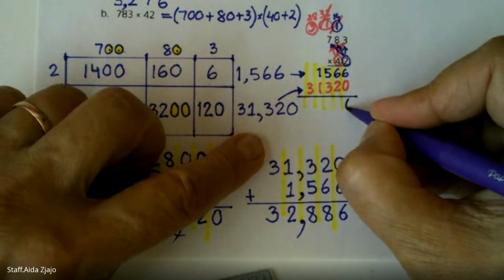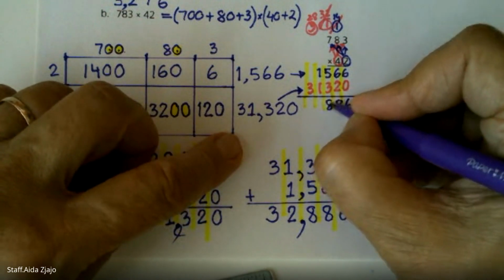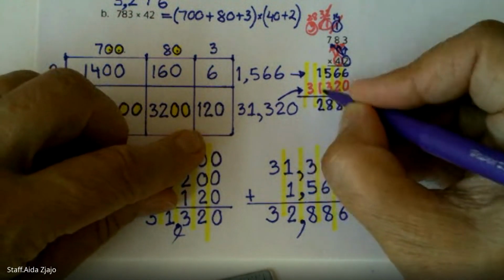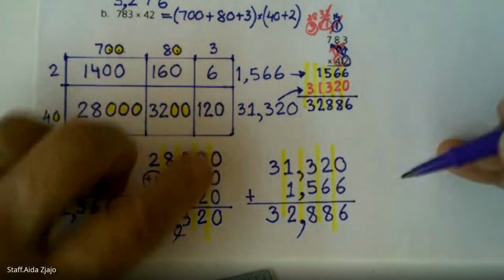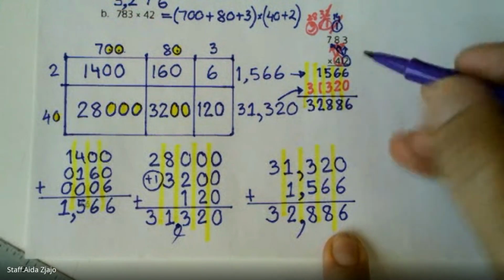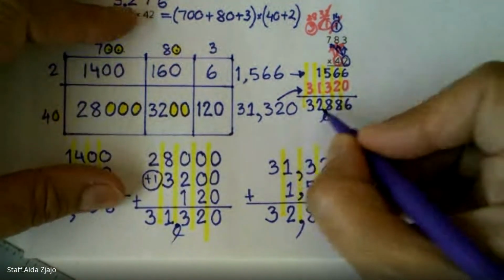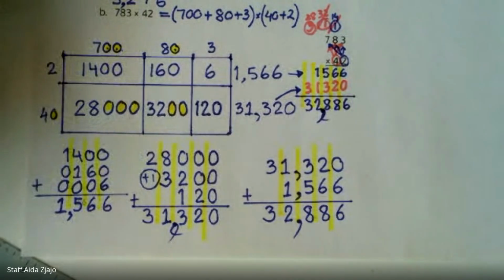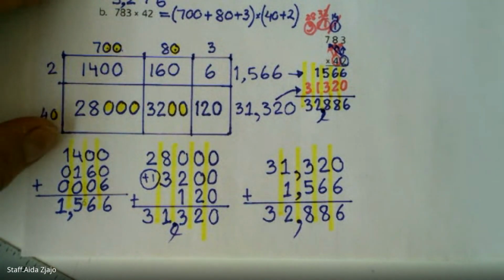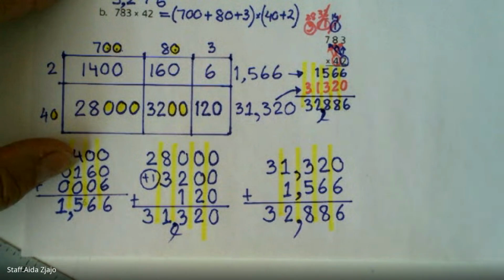6 plus 0 is 6. 6 plus 2 is 8. 5 plus 3 is 8. 1 plus 1 is 2. And 3. So the answer is 32,886. Let's do 1, 2, 3, comma. I'm always messing up with comma. It should be that way. So 32,886 would be the final answer for this. This is the product.